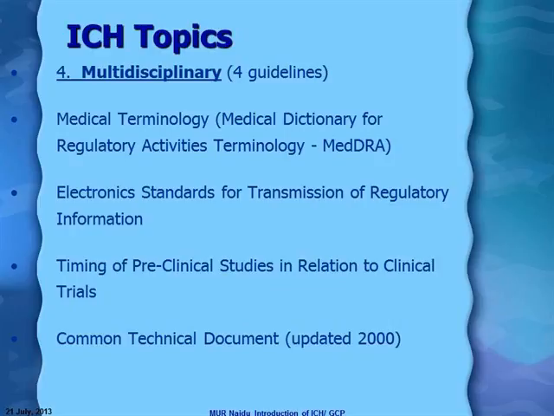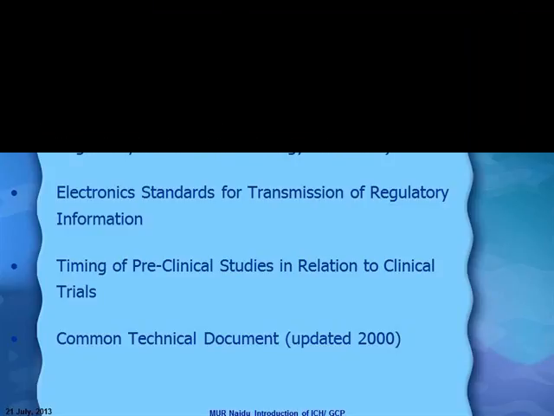The last ICH topic is multidisciplinary, which contains 4 guidelines. First is the medical terminology, which includes the Medical Dictionary for Regulatory Activities terminology, electronic standard for transmission of regulatory information, timing of preclinical studies in relation to the clinical trial, and then there are common technical documents, which are regularly updated from time to time.